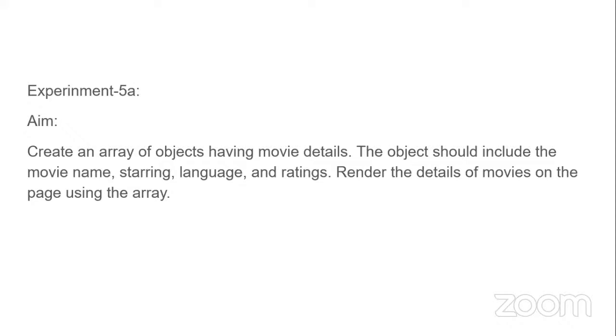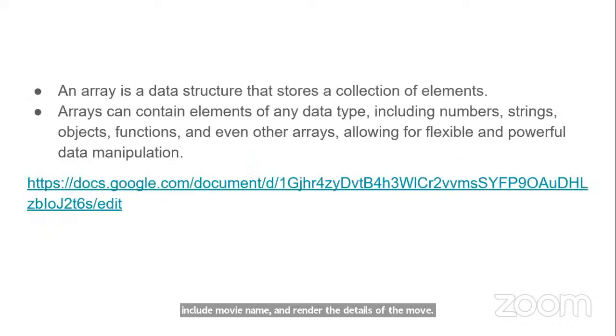Here, create an array of objects having movie details. An object should include movie name, starring, language, and rating, and render the details of the movie on the page using the array. As discussed earlier, arrays are data structures that help you store a large amount of data. In JavaScript they can store anything like numbers, strings, objects, functions, and so on.